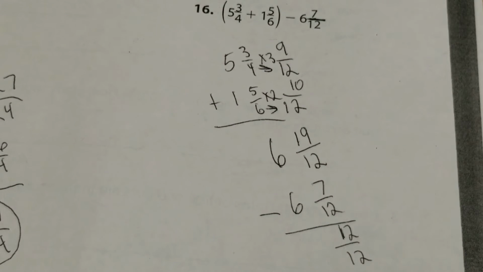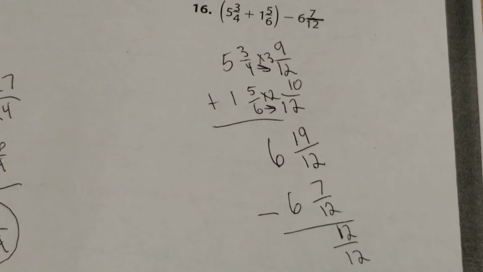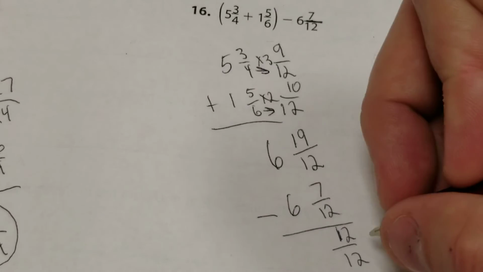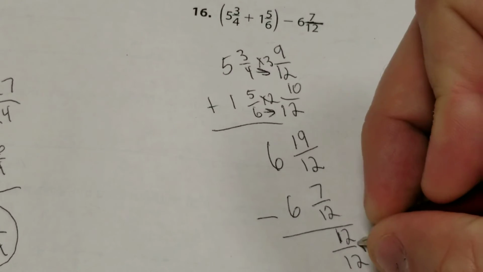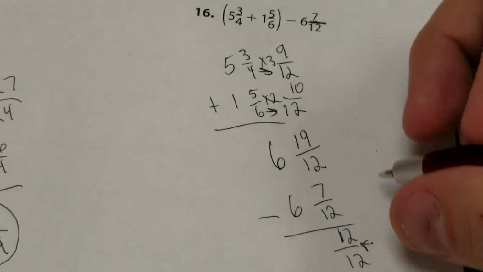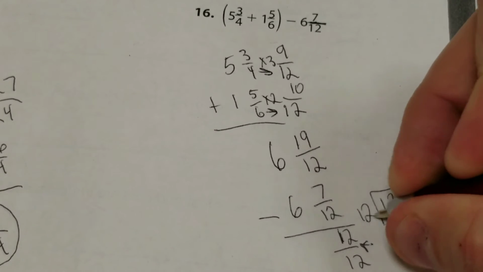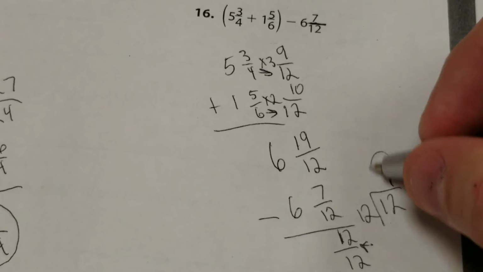So we're left with, and 6 minus 6 is 0. I don't have to write that 0 there. So I'm left with 12 12s. Some of y'all freaked out about this today, didn't know what to do. Well, it's full. The other thing to remember, this is a division line. So we really have 12 divided by 12, which is 1. Our answer is just 1 whole.